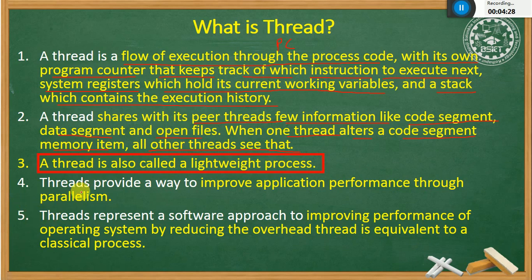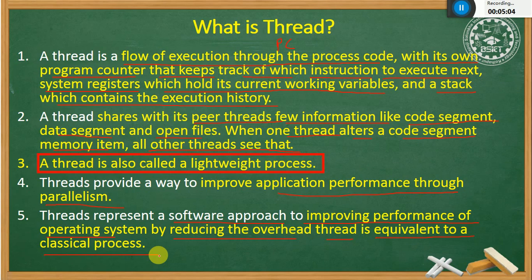Next point, a thread provides a way to improve application performance through parallelism. So multiple threads are executed at a time. Next point about the thread: a thread represents a software approach to improve the performance of the operating system by reducing the overhead. A thread is equivalent to a classic process. So the threading concept is very important to improve performance.